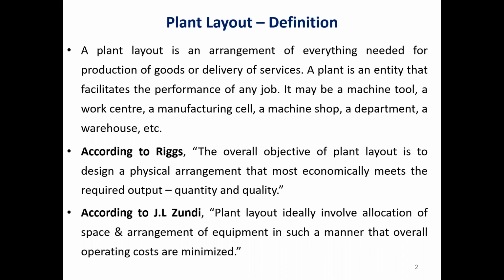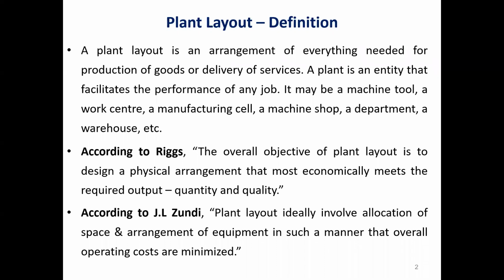So we all know that there are a variety of plants, and depending on the plant requirement, the process of that plant, the scale of that plant, and the area available for that plant, everything can be flexible. According to RICS, the overall objective of plant layout is to design a physical arrangement that most economically meets the required output, quantity as well as quality. Every industry's goal is to gain profit, and for profit, we have to produce more quantity with good quality. That is the main aim.